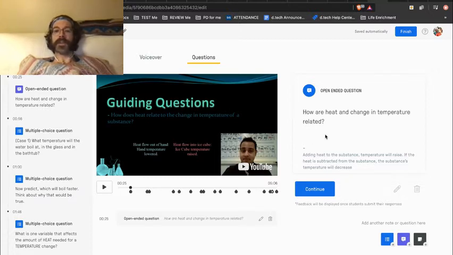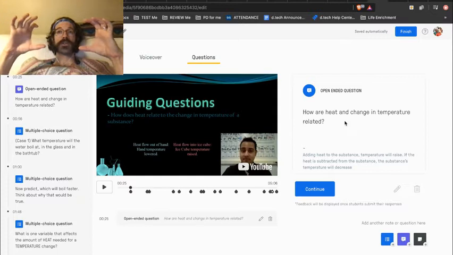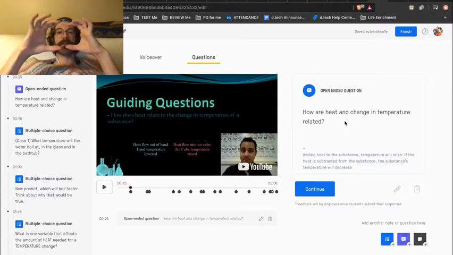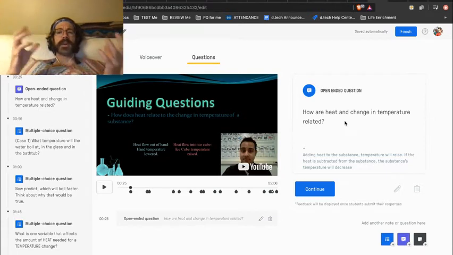Okay, so first open-ended question: how are heat and change in temperature related? A lot of you recognize that these are actually different concepts, but related concepts. If you can imagine a Venn diagram with two circles that overlap, you've probably seen that before. Heat and temperature both have independent and unique properties, but they also have some commonalities, right?